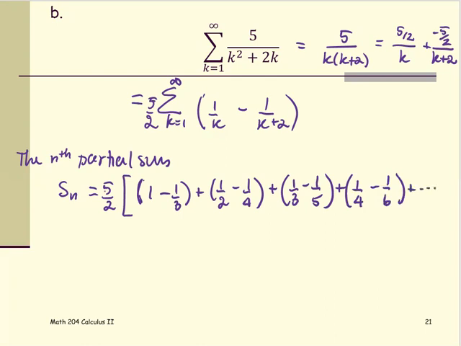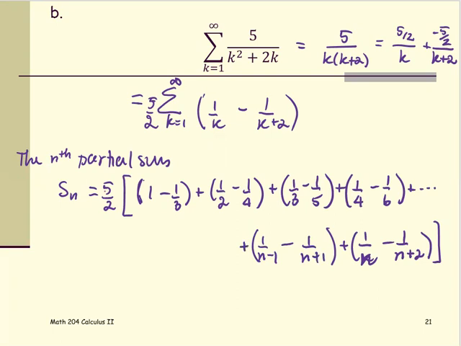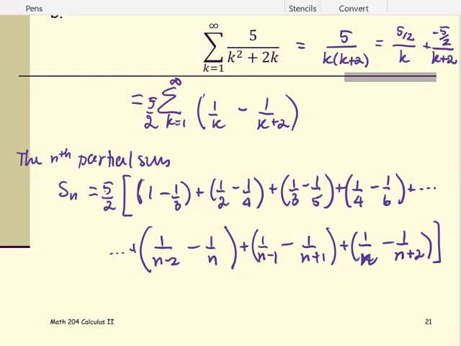And then the last term would be 1 over n minus 1 over n plus 2. The one before the last would be 1 over n minus 1 minus 1 over n plus 1, sorry. And the two terms before the last would be 1 over n minus 2 minus 1 over n. So this way we can see the pattern of the numbers which can be cancelled.